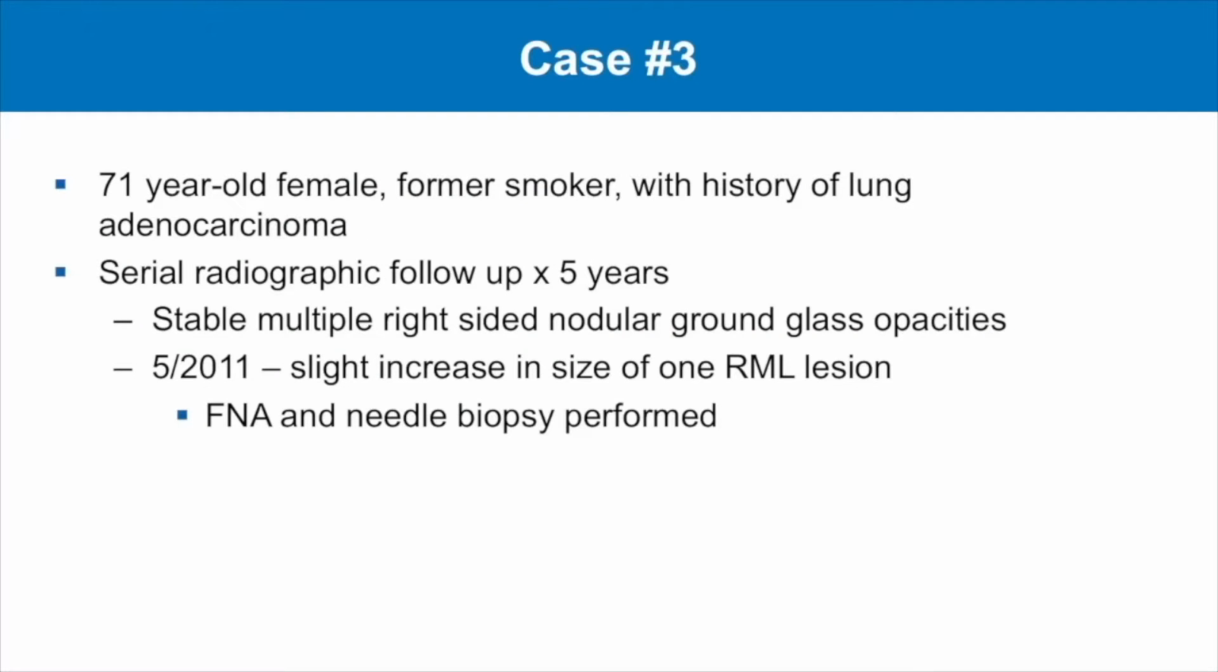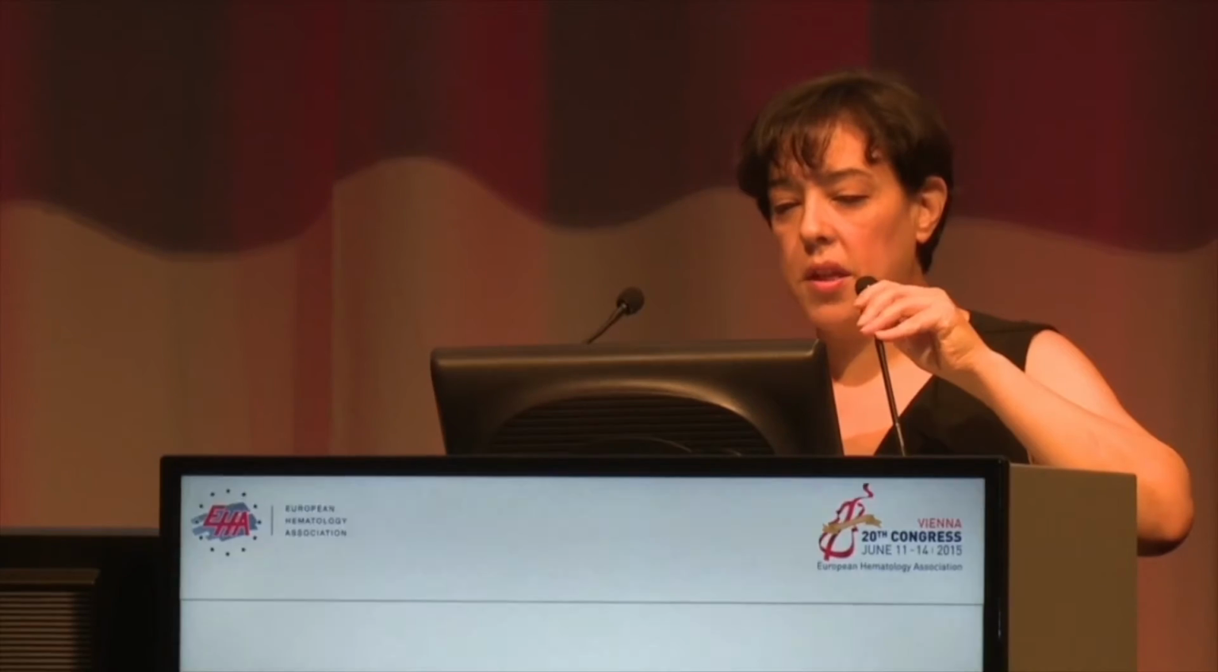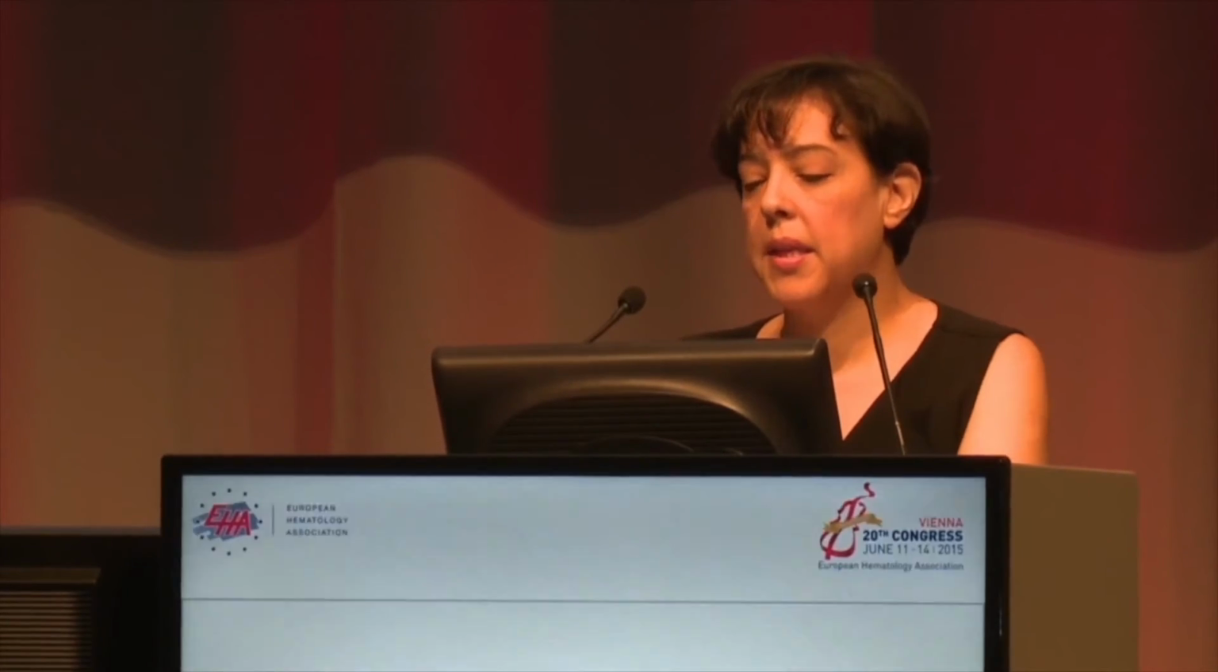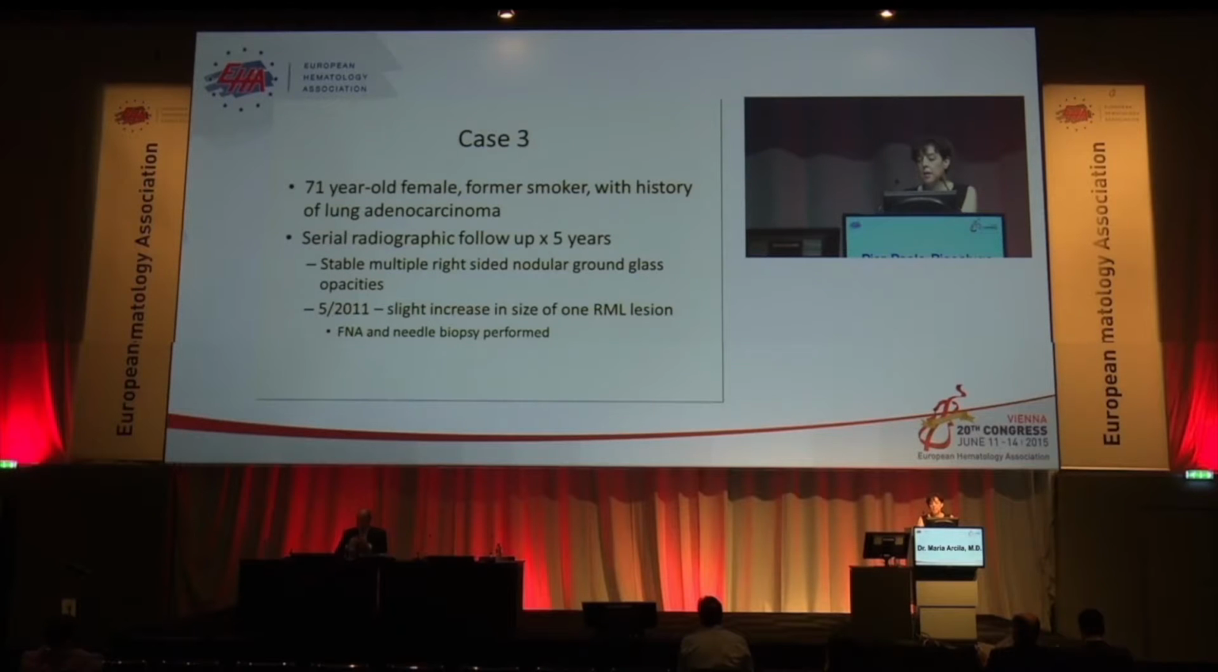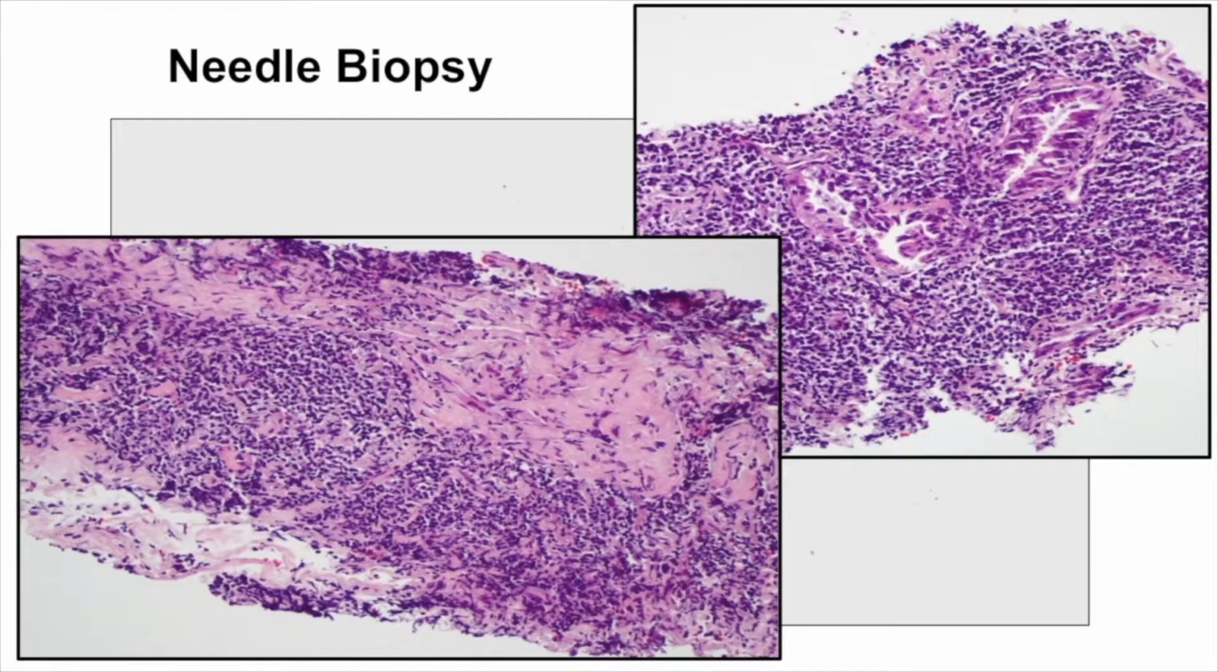This is case number 3. This is a 71-year-old female, former smoker with history of lung adenocarcinoma. This patient was being followed radiographically for several years with multiple right-sided nodular ground glass opacities. And it just happened that in 2011 had this very slight increase in size of one of the middle lobe lesions. So an FNA was done and a needle biopsy was performed at the same time.